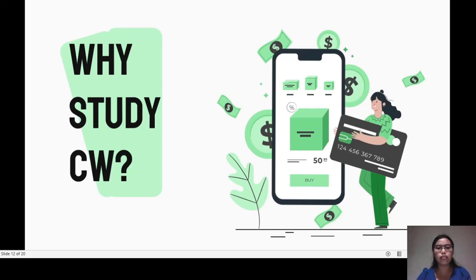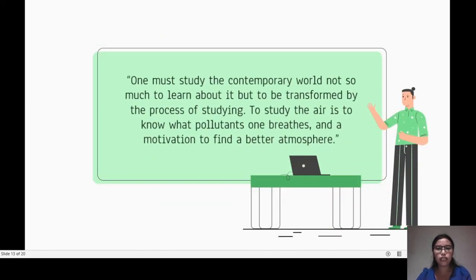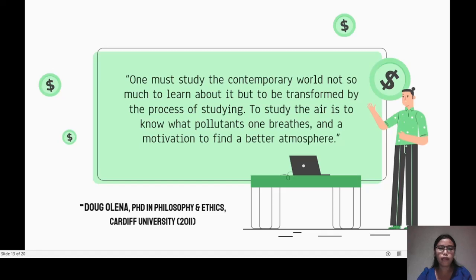So why do we study CW? I've gathered here some answers from famous, or very known people, I guess, but I think they're not very known. You're not familiar with them. According to Doug Olena, he's a doctor in philosophy and ethics: one must study the contemporary world not so much to learn about it, but to be transformed by the process of studying. So to study the air is to know what pollutants one breathes, and motivation to find a better atmosphere.